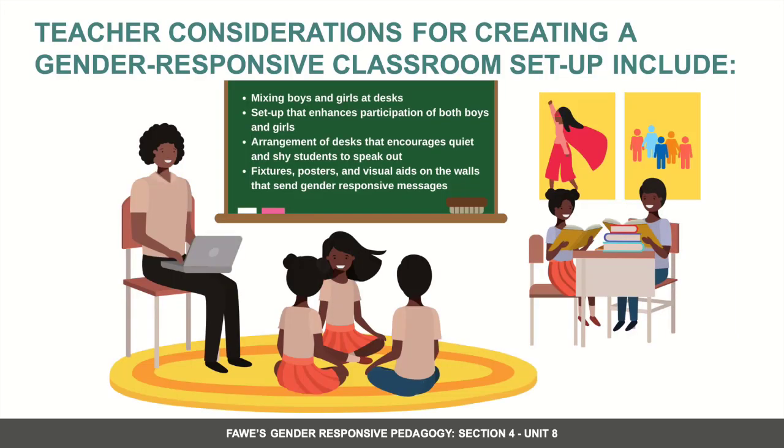How the classroom is set up or arranged can contribute positively or negatively to the learning process for girls and boys. Creating orderly and interactive learning environments considers a number of factors. For teachers, some of those considerations include mixing boys and girls at desks, setup that enhances participation of both boys and girls, arrangement of desks that encourages quiet and shy students to speak out, fixtures, posters, and visual aids on the walls that send gender responsive messages.